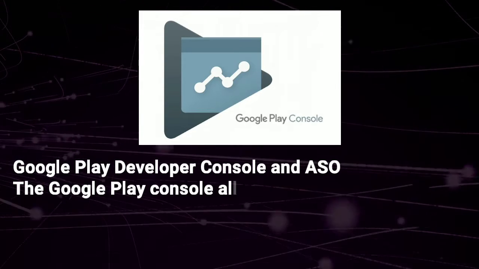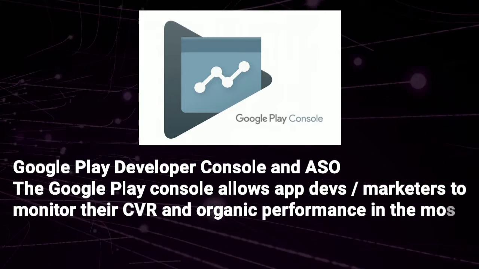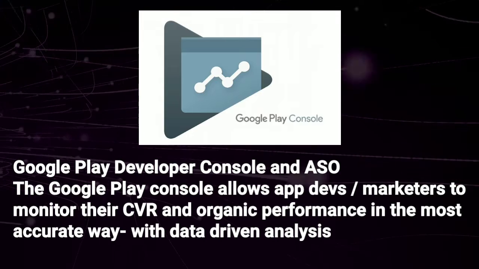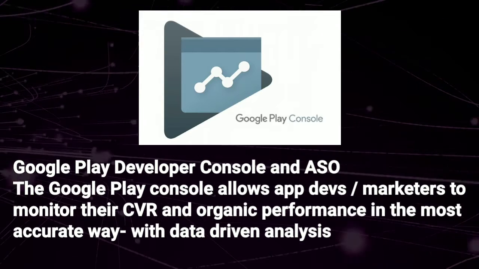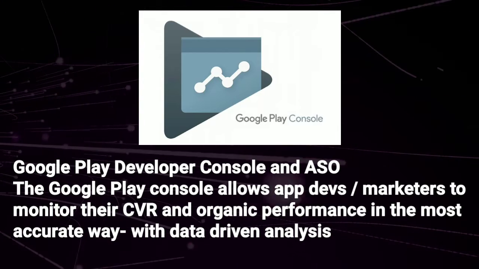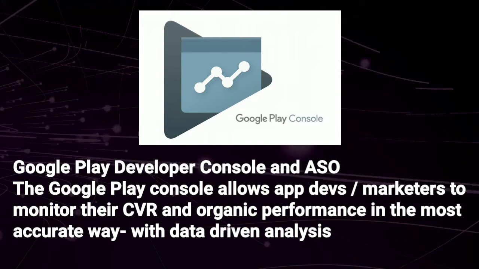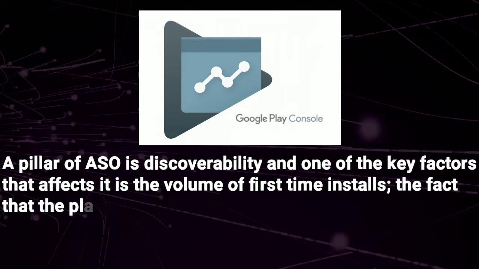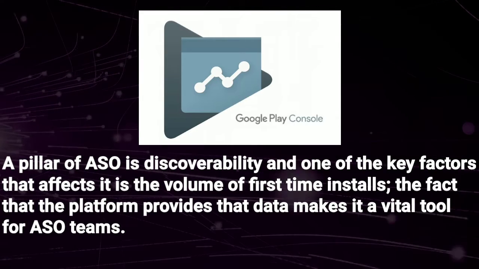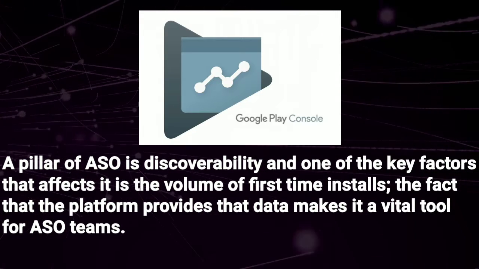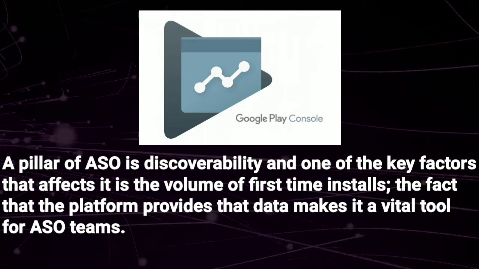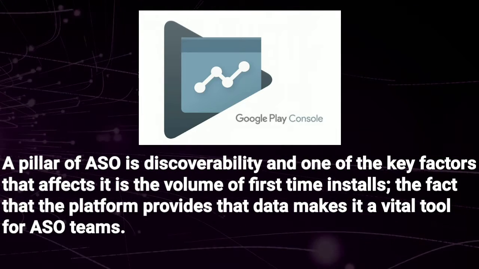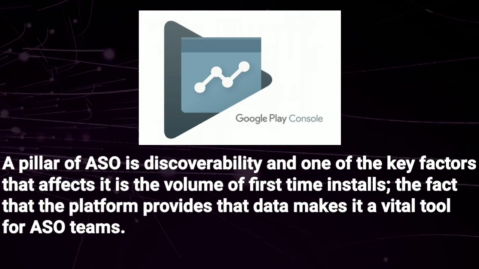Google Play Developer Console and ASO. The Google Play Console allows app developers and marketers to monitor their CVR and organic performance in the most accurate way with data given analysis. A pillar of ASO is discoverability, and one key factor that affects it is the volume of first time installs. The fact that the platform provides that data makes it a vital tool for ASO teams.